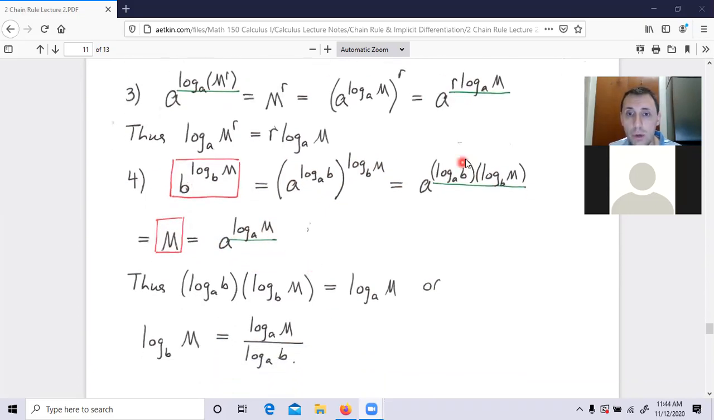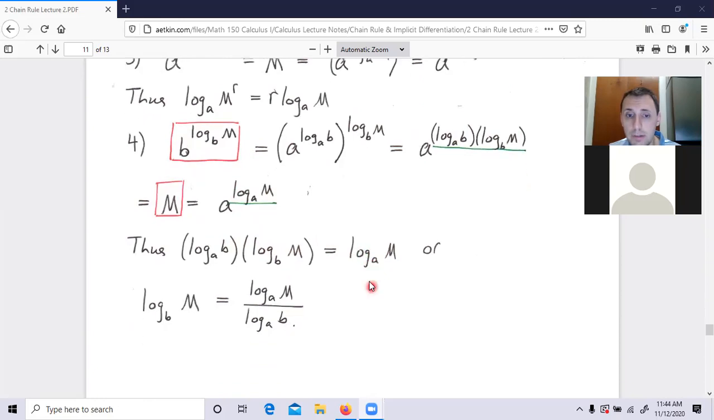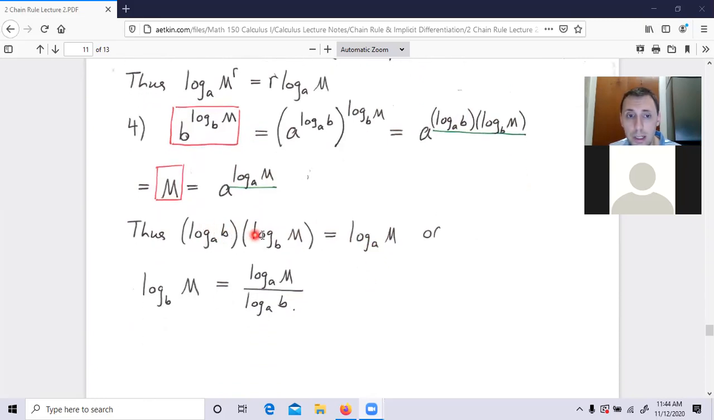So then I look at the green line, which must equal this green line. So log base A of B times log base B of m equals log base A of m. And then I just simply divide. I want to solve for this one, so I simply divide log base A of m by log base A of B. And that's what it is.